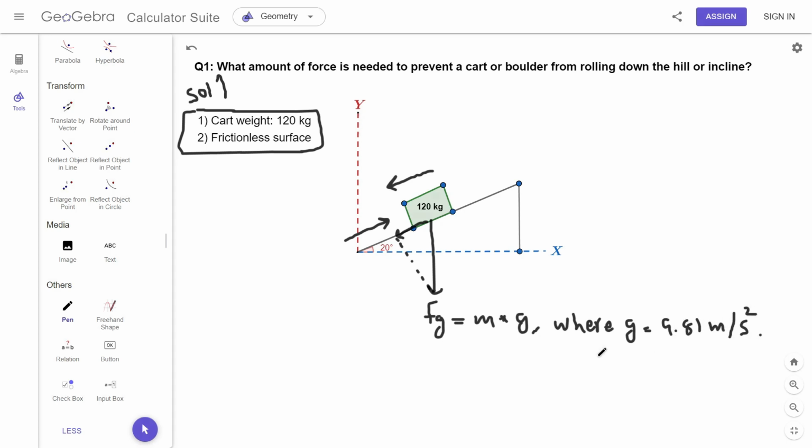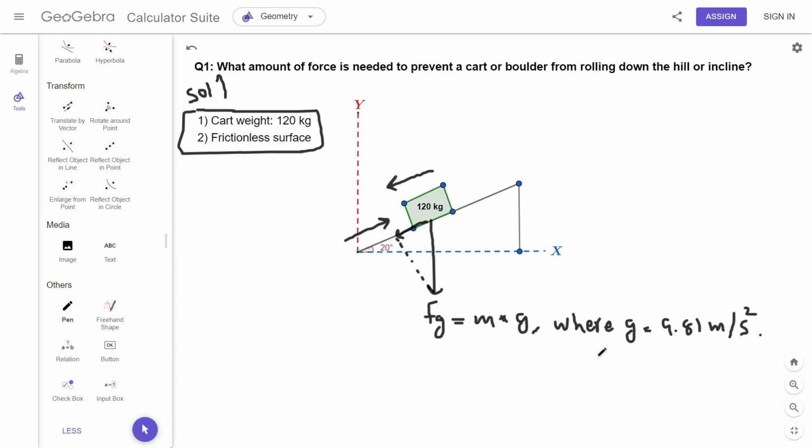So let me summarize what we need to do. To find the magnitude of the force required to stop the cart, we start with a gravitational force, which can be compared to vector A from our previous example. We need to project this vector onto the incline, similar to projecting vector A onto vector B in our earlier example. This projection gives us the amount of force required to push in the opposite direction to stop the cart from rolling down the hill. This process is exactly the concept of scalar projection.